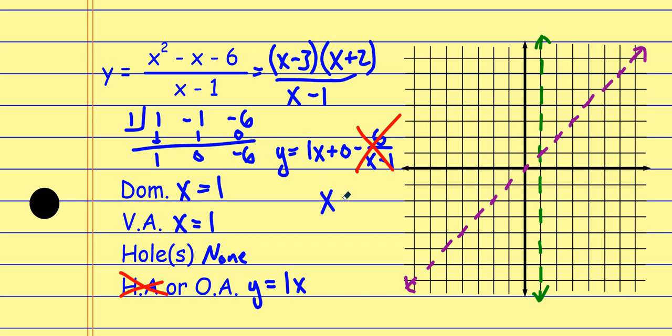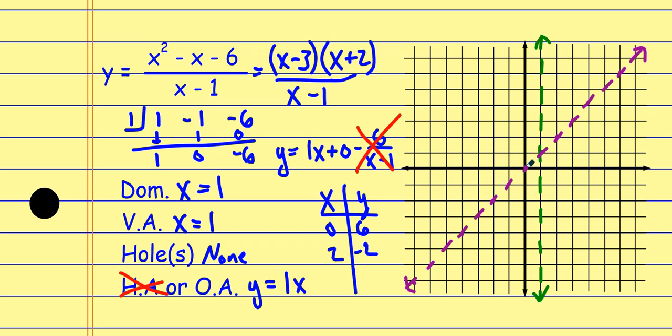XY chart. And once again, I pick a value from each side of that vertical asymptote. So I'm going to choose a 0 and a 2. And you can plug it into the original, or you can plug it into the factored form here. But if I plug the 0 in, I get -6 over -1, which is a 6. If I plug the 2 in, let's see, that's 4 minus 2 is a 2, minus 6 is a negative 2, over 1 is a negative 2.